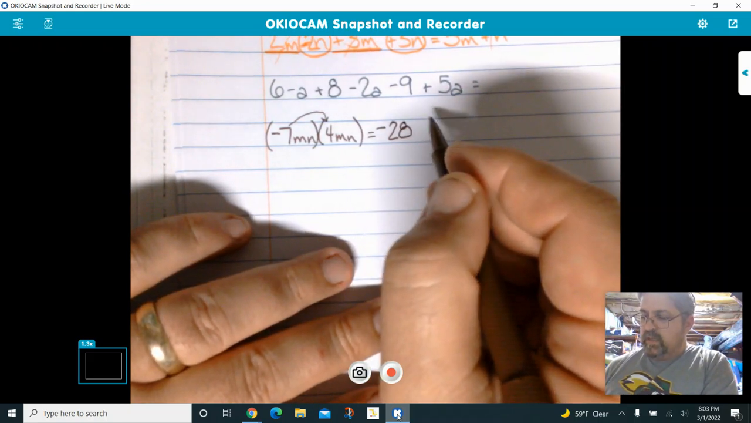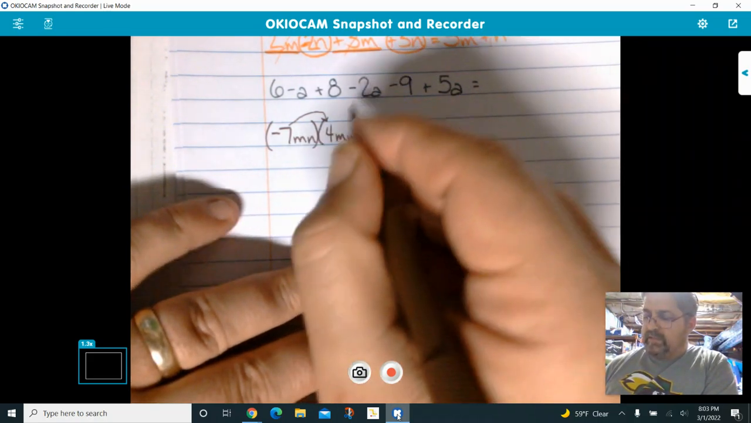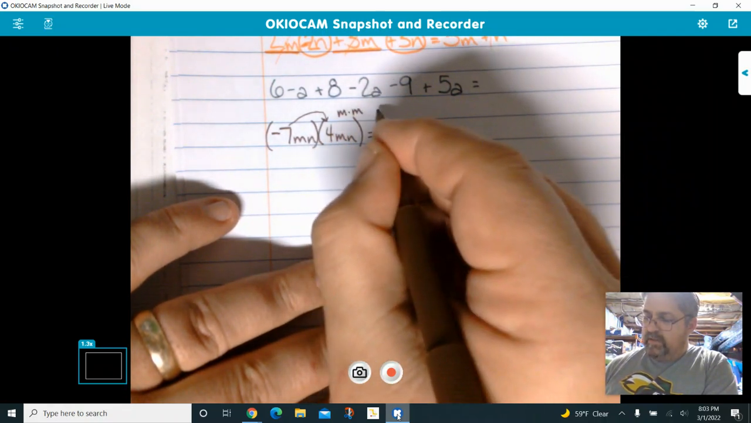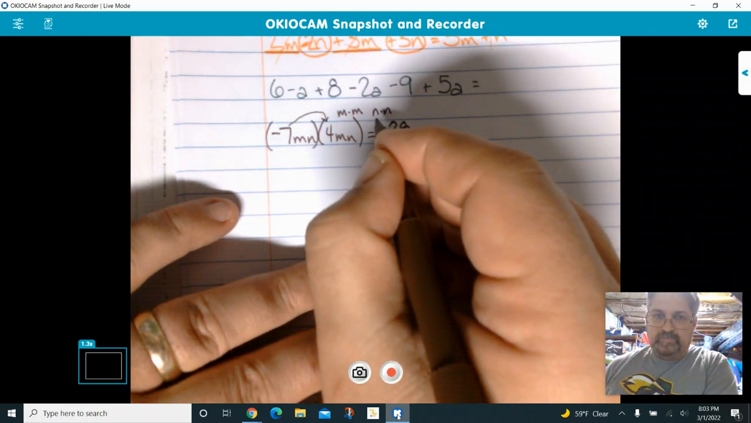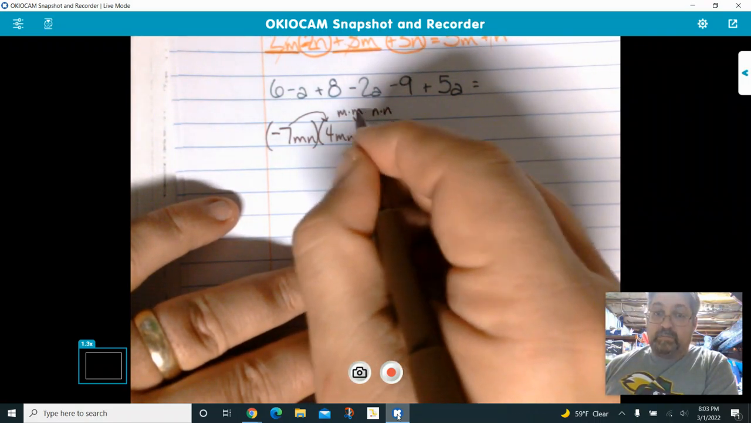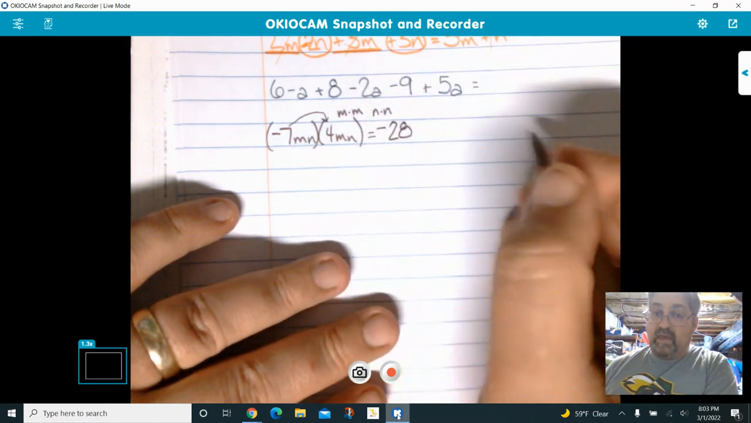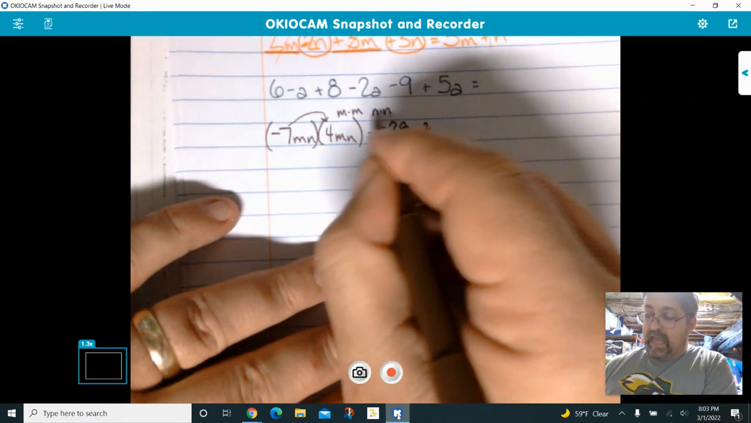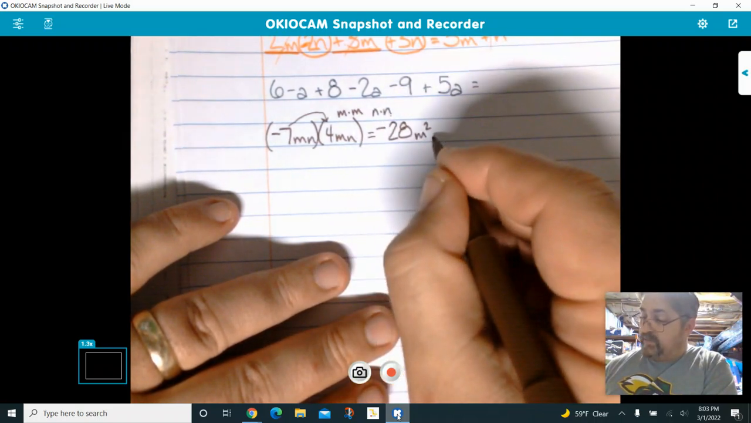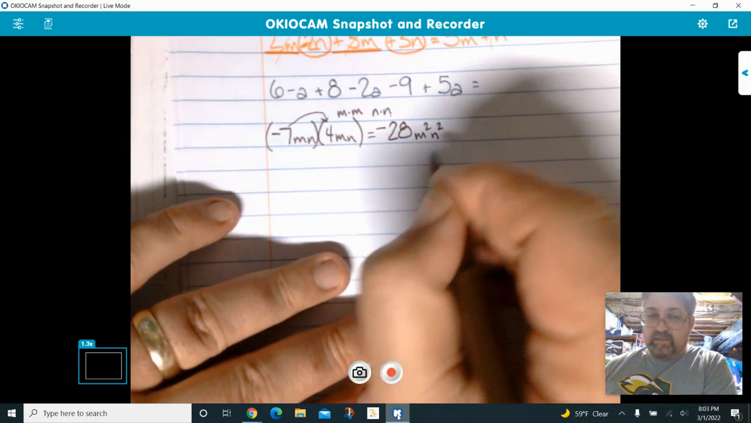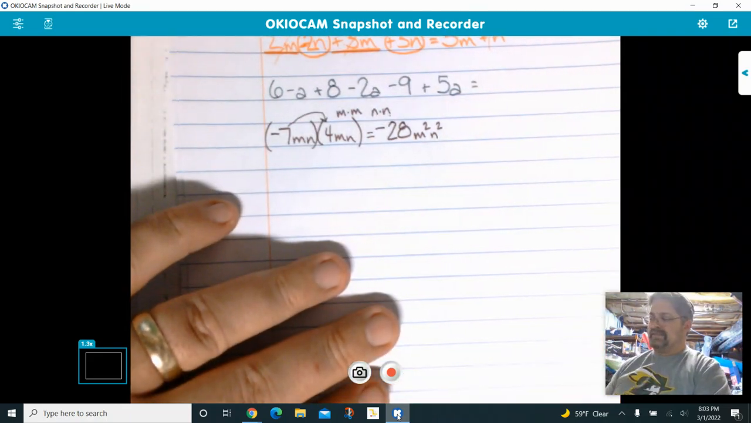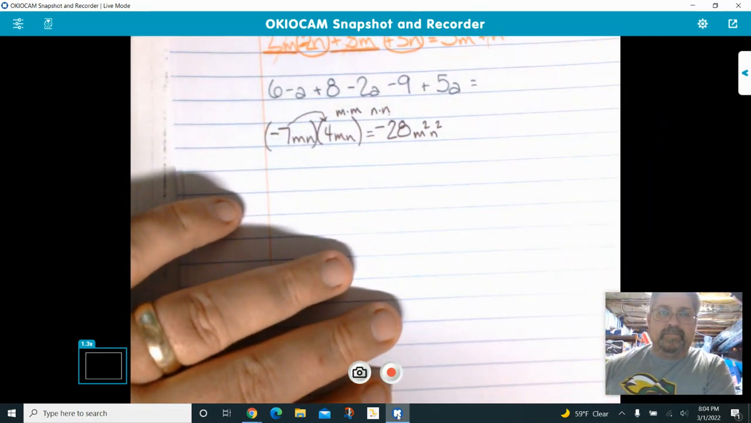Cool. Now we do our m's and our n's. We have m times m and n times n. When we're multiplying that, how many m's do we have? 2 of them. It becomes m squared. How many n's do we have? 2 of them. It becomes n squared. Y'all got this.